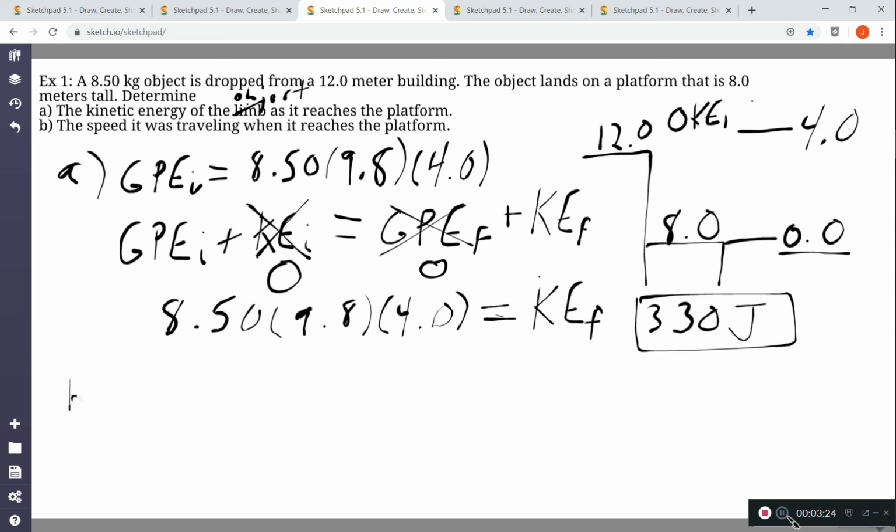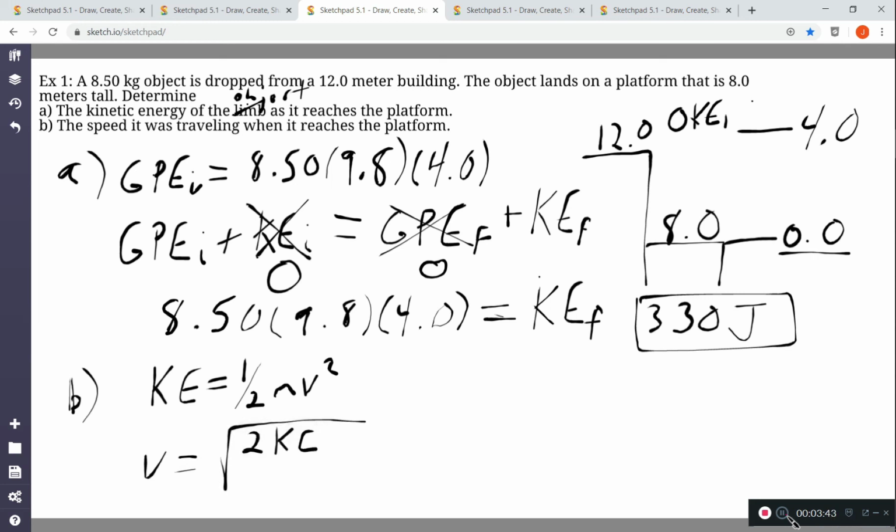Now this will allow us to establish part B, the speed it was traveling when it reached the platform. So the formula for kinetic energy is 1/2 mv squared. And if we solve for v, that's going to be the square root of 2KE divided by m. Now our kinetic energy final is the 330, but that's a rounded value. I'm actually going to use what I got in the calculator, which is 333.2, and we will get 8.9 meters per second.